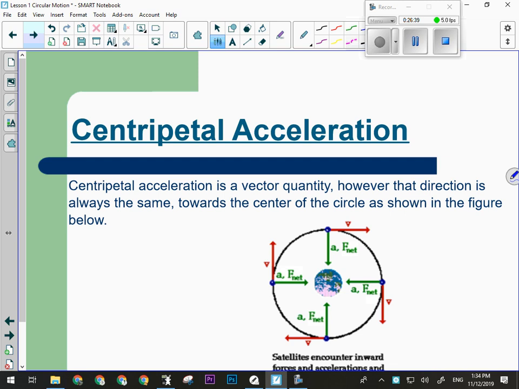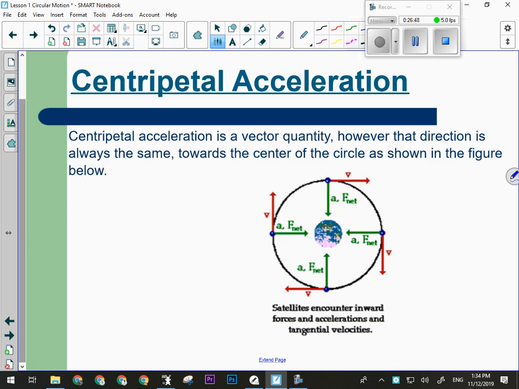All right, so centripetal acceleration is a vector quantity, always towards the center. That direction is always the same, towards the center of the circle. Now, for example, the moon orbiting the Earth: what keeps the moon in orbit? Gravity, the Earth's gravity. The Earth's gravity is always pulling the moon towards the center of the Earth, but the moon wants to go this way. The Earth keeps pulling it back towards the center, always altering that vector so that the moon travels in a circle rather than flying off.